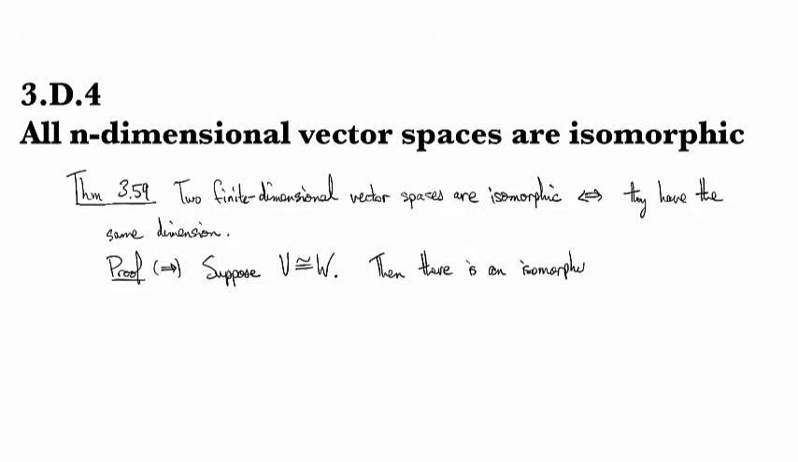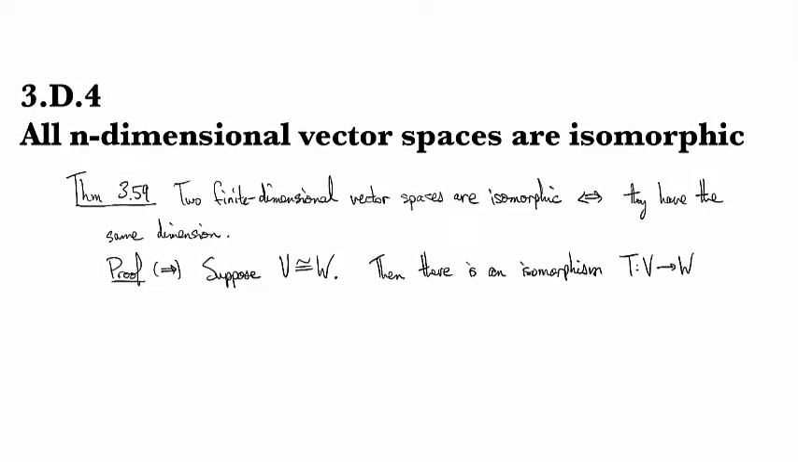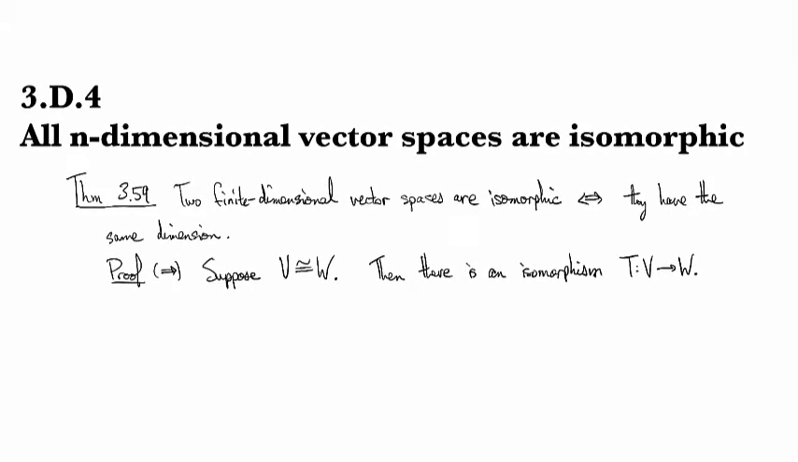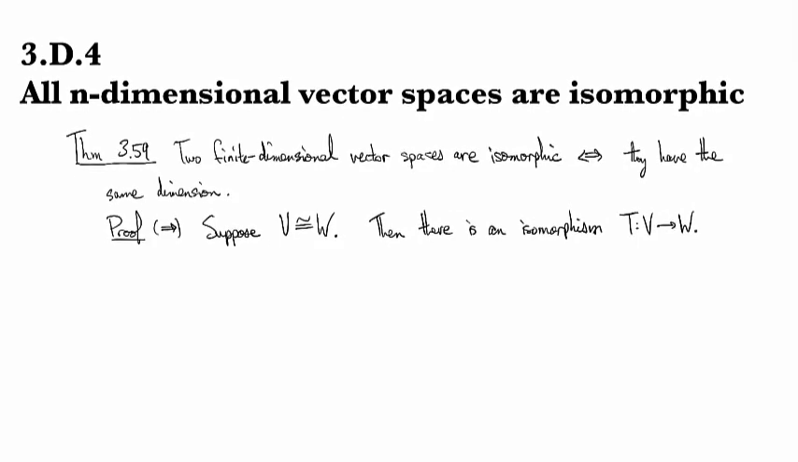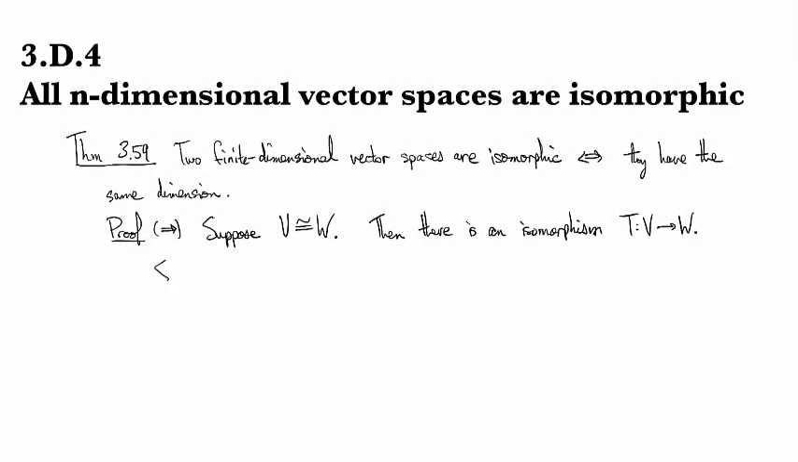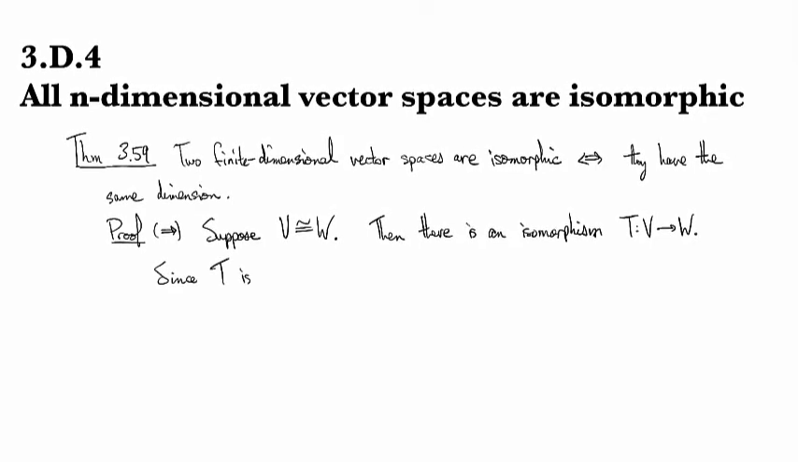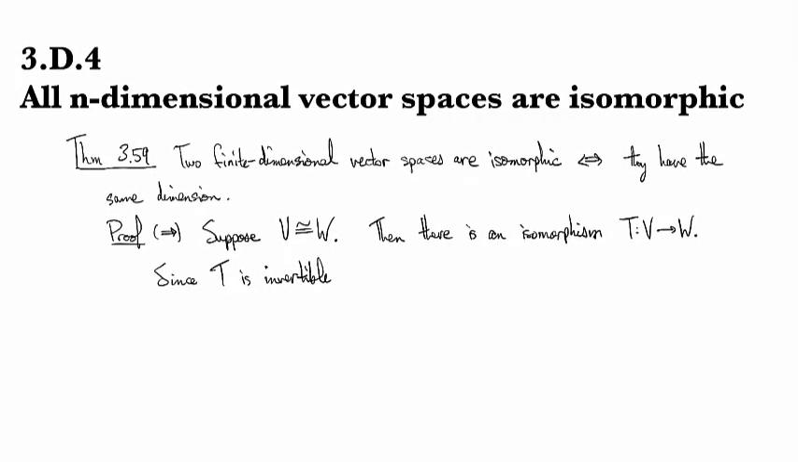Then that means we can introduce a map and start talking about things in terms of the map. So it's one thing to say that V and W are isomorphic. It's even better to say that there's an isomorphism T between the two of them from a proof writing standpoint, because now we can talk about things in terms of T. So since T is invertible, what do we know?